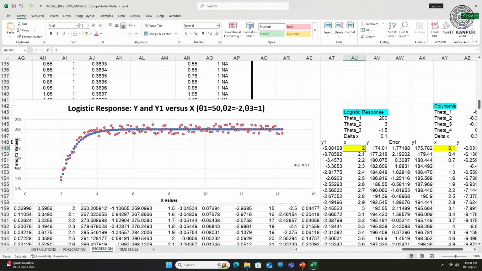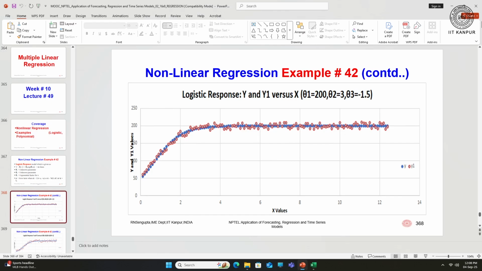So the seed value for x is 2, delta value of x is 0.1, as usual theta 1 is 200, theta 2 is 3, theta 3 is minus 1.5. As the graph is shown in the PPT, exactly the same type is being replicated and simulated in the Excel sheet. So it makes sense.